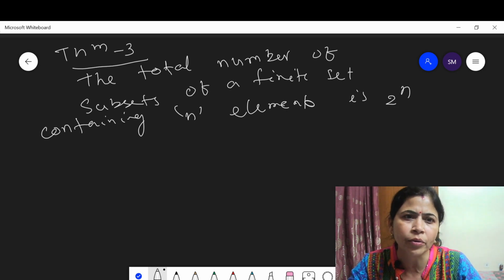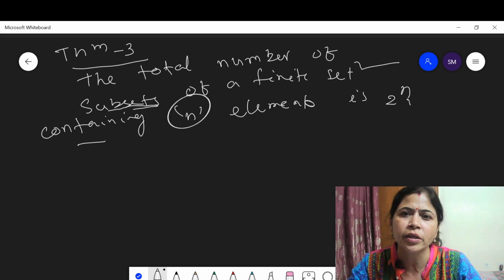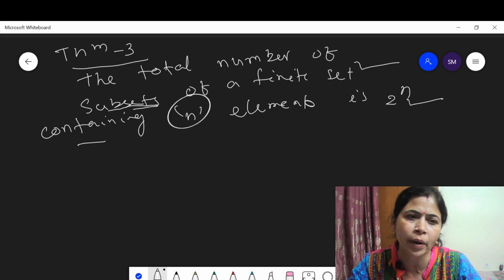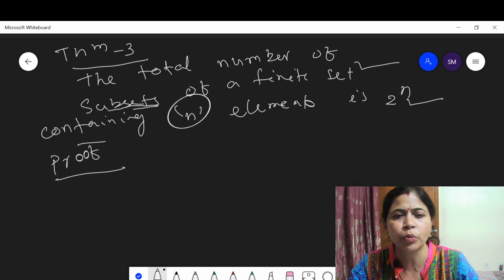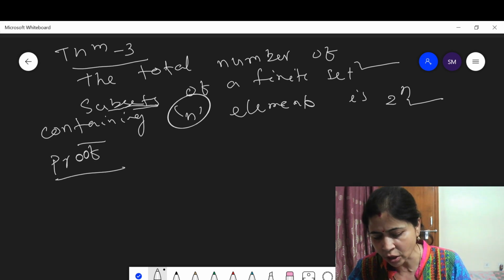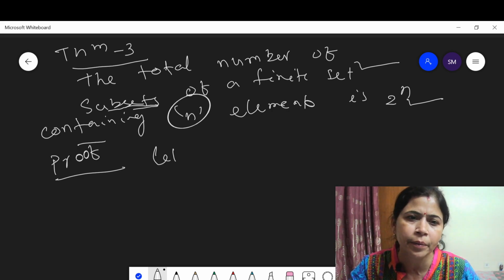is 2 to the power n. The total number of subsets found in a finite set which contains n elements is 2 to the power n. Now let us prove the theorem. Let A be any finite set.